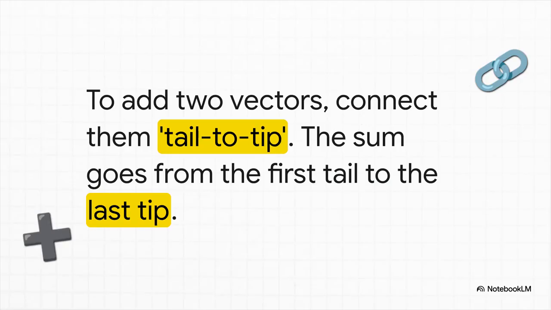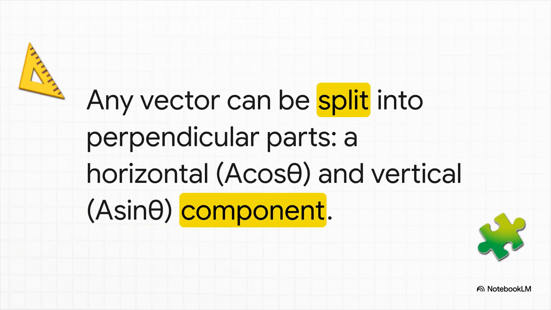Here's the thing. You can't just add vectors like you add regular numbers. The easiest way to picture it is the tail-to-tip method. You draw the first vector, and then you draw the second vector starting from the arrowhead of the first one. The total sum, what we call the resultant vector, is the one that goes from the very beginning of the first one to the very end of the second one. A lot of the time, the easiest way to deal with a vector mathematically is to break it down into two perpendicular parts, its horizontal part and its vertical part. Using a little bit of simple trigonometry, we can resolve any vector that's at an angle into these two components, and that makes them way easier to add up when you're solving a problem.